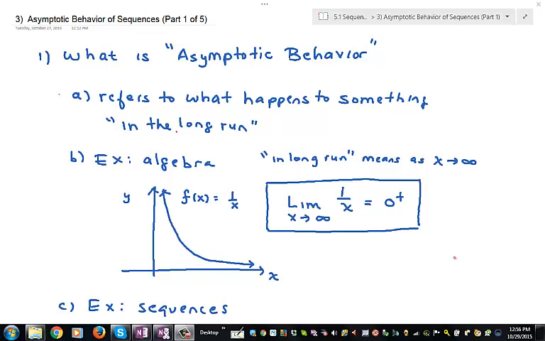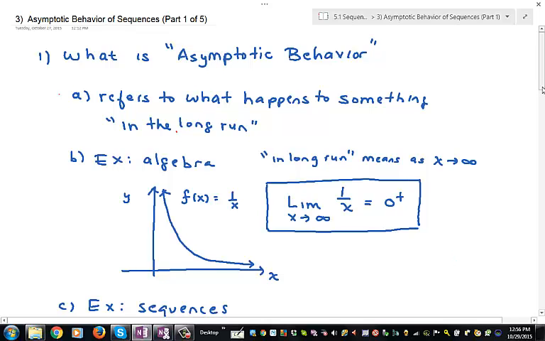Our study of sequences from this point on is going to focus almost exclusively on their asymptotic behavior. Asymptotic behavior is a general term in mathematics that refers to what happens to something in the long run. And you've seen examples of where you studied asymptotic behavior in the past.